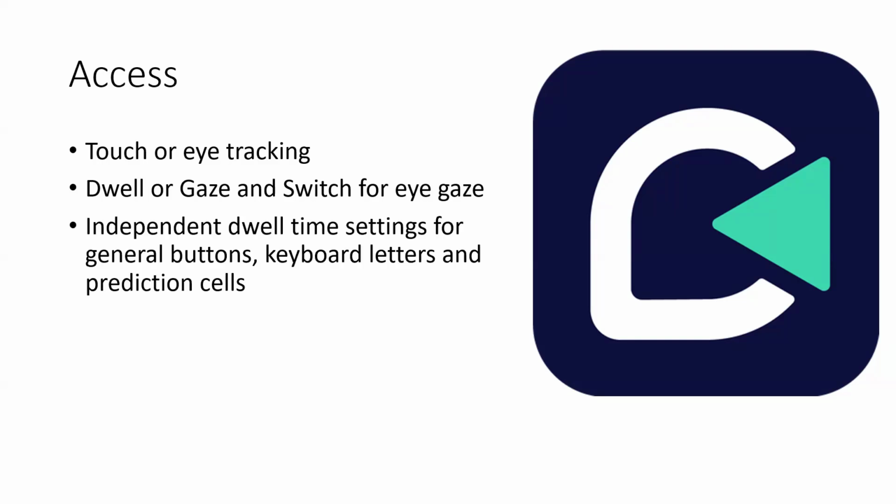A really useful function in the settings is the ability to have independent dwell time settings for general buttons, so navigating through the speak and undo and clear word and things like that. Different dwell time for keyboard letters and a different dwell time for prediction cells. And this is really useful for maybe you know your way around the keyboard and you can type really quickly, but let's say you're writing the word psychology.